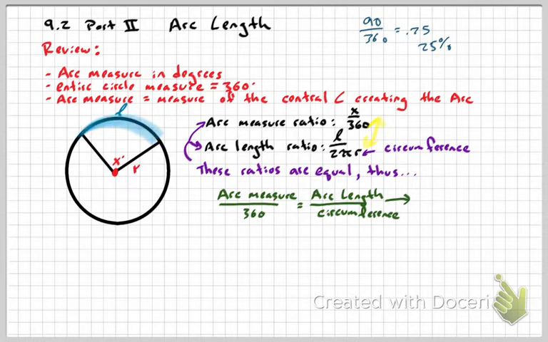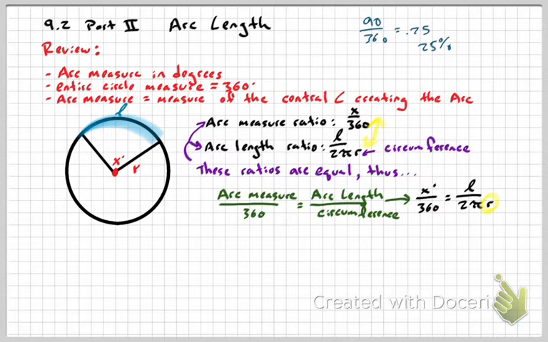And so that's our formula to find arc length. Again, important thing to note is that these two things right here are referring to the exact same arc. All right, so it would be arc measure over 360 equals arc length over circumference. And it's important to note that this 360 will never change, and the circumference formula will always be the same. What will change is the radius, depending on what circle we're looking at, right?